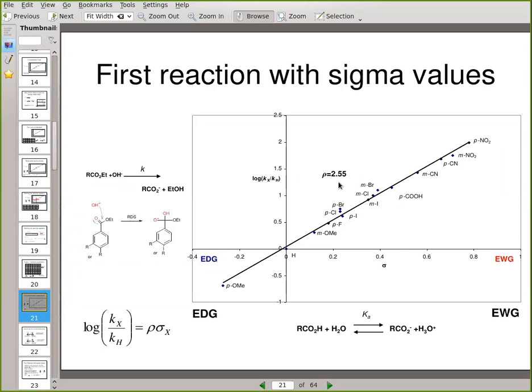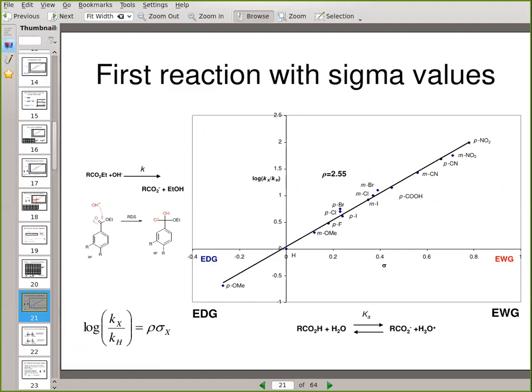Now, it might be worth examining why it has a positive slope. Look carefully at the graph. Note that if you put a paramethoxy group on here, a strongly electron donating group on this, it slows the reaction down. If you put a paranitro group on this, you can see that the reaction, the base catalyzed hydrolysis of esters, is really, really fast.